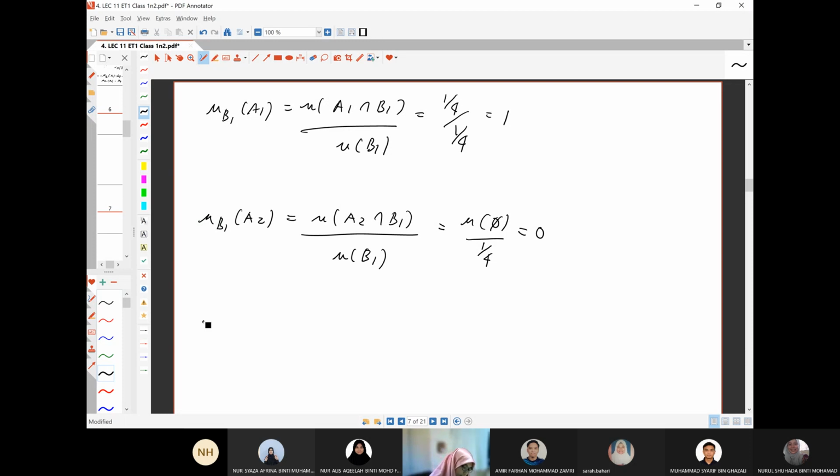So I have the entropy of psi of b1 is equal to minus 1, because mu b1 of a1 is 1, so I have minus 1 log 1 minus 0 log 0. So this gives you 0, because log 1 is 0.